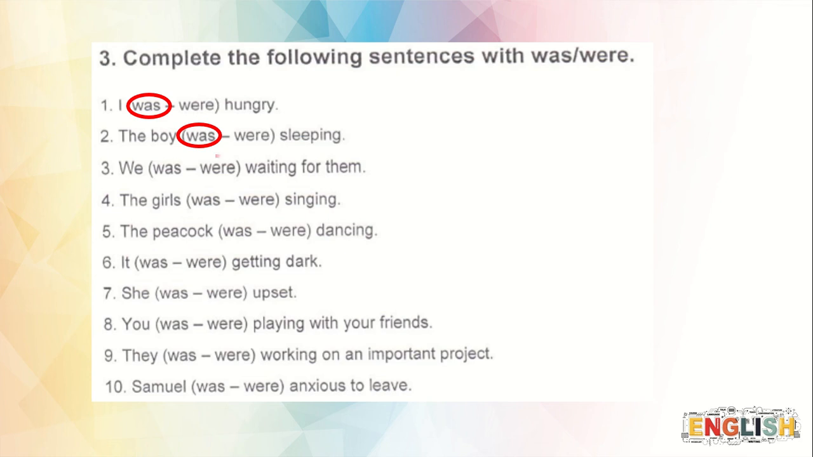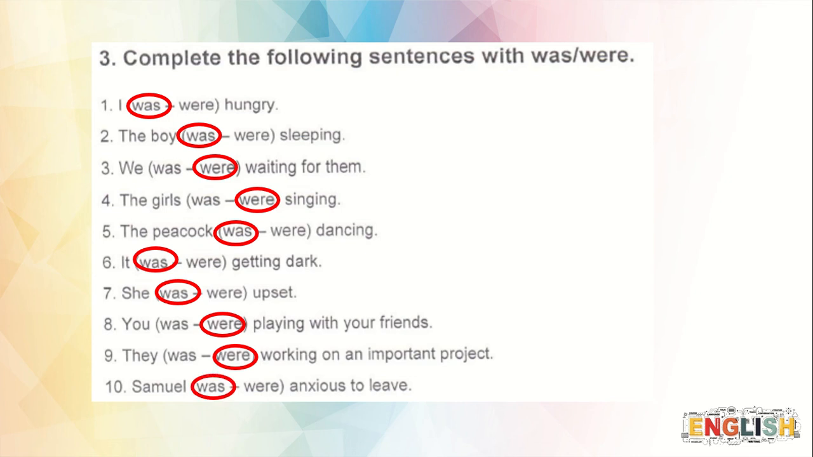We were waiting for them. The girls, they, okay, they were singing. The girls were singing. The peacock is it. So we have the peacock was dancing. It was getting dark. She was upset. You were playing with your friends. They were working on an important project. Samuel is a he. So we say he was anxious to leave.